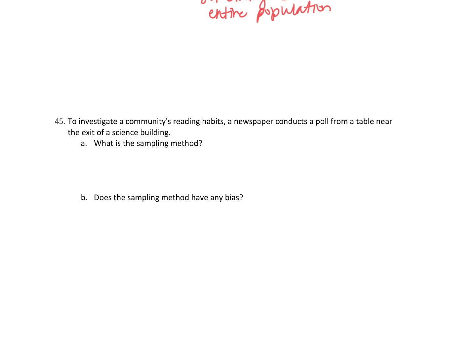You have, just for example, stratified, cluster, convenience, self-selected, and systematic would be another one. So what's happening here is the newspaper is setting up a table outside of a building and just asking people as they exit. So this would be considered convenience sampling. They just sat themselves down and asked the people that were walking past them outside of this science building.